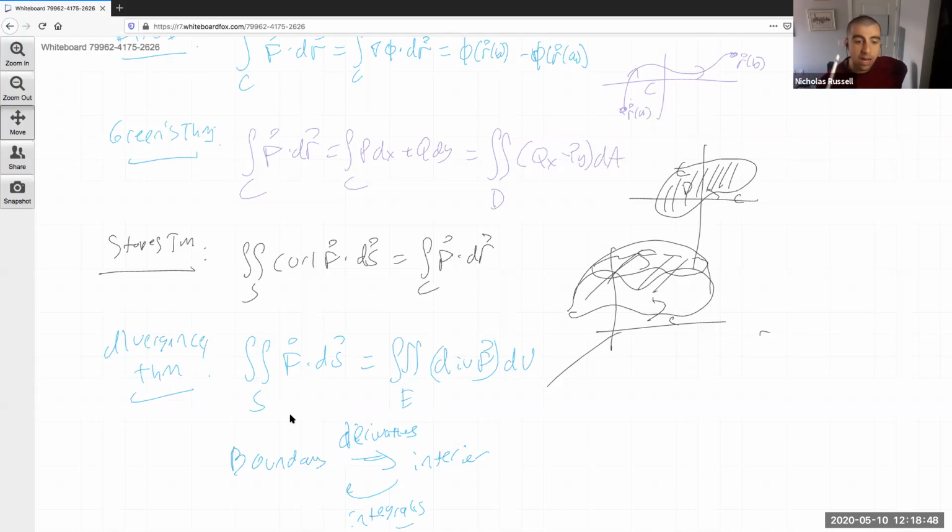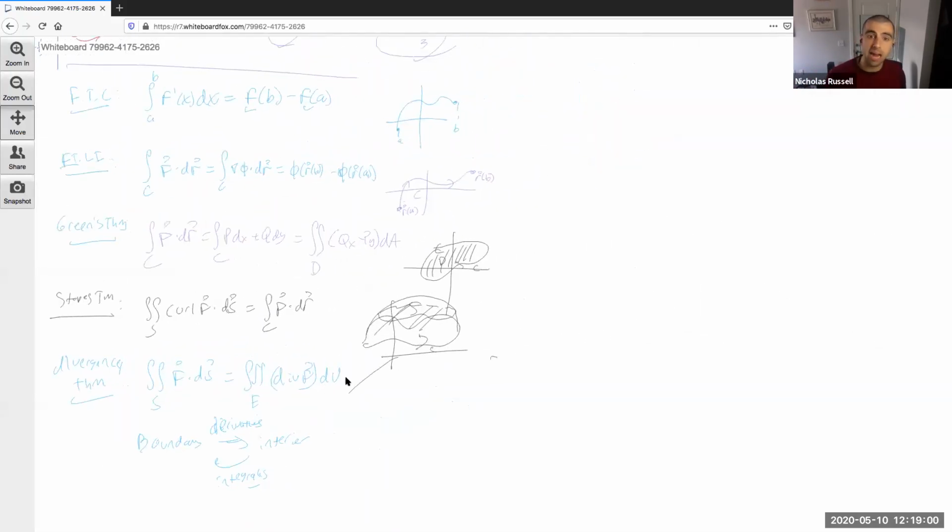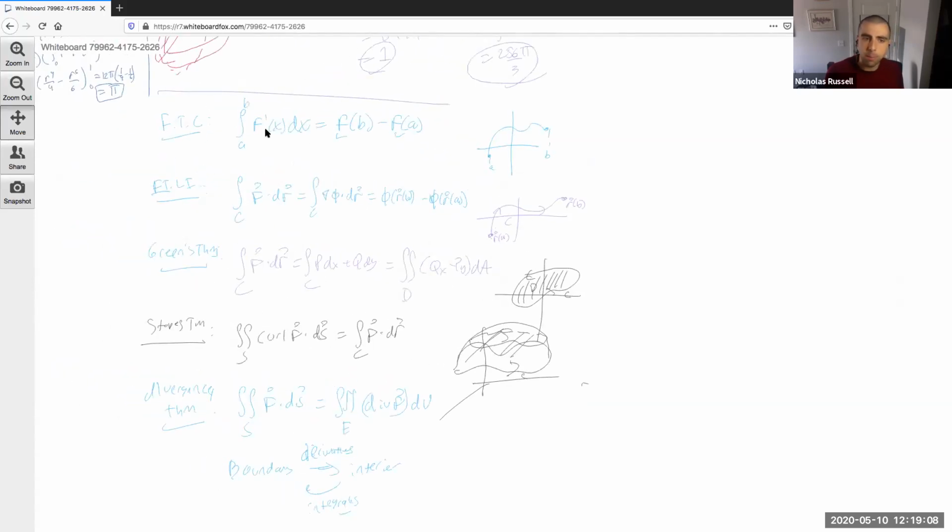And this whole concept of derivatives and integrals is really interesting, relating the interior of something and the boundary of that interior. And that's really what calculus is all about. This is the story map of what calculus really is, thinking about the relationships between boundaries and the interiors here. So that's the idea of divergence theorem and really the idea of calculus in general.